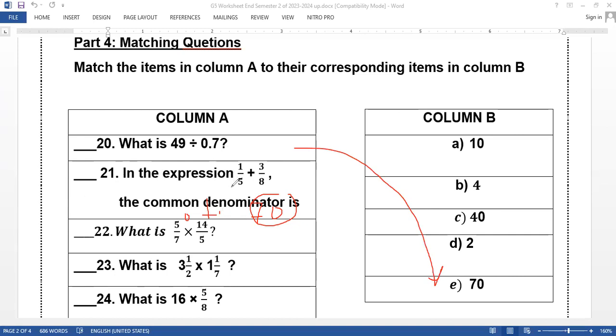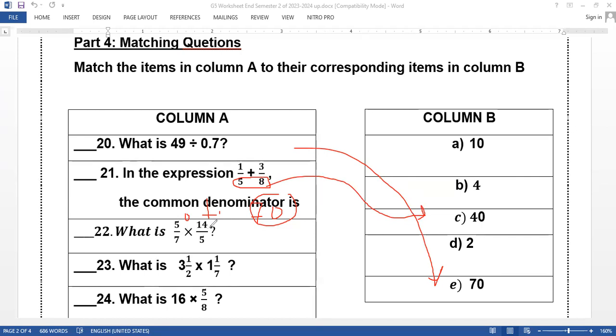In the expression 1 over 5 plus 3 over 8, the common denominator is where the denominators meet, where they meet the first time. 8 and 5, what is the lowest common denominator? The lowest common multiple of 5 and 8 is 40, of course. They meet the first time at 40.